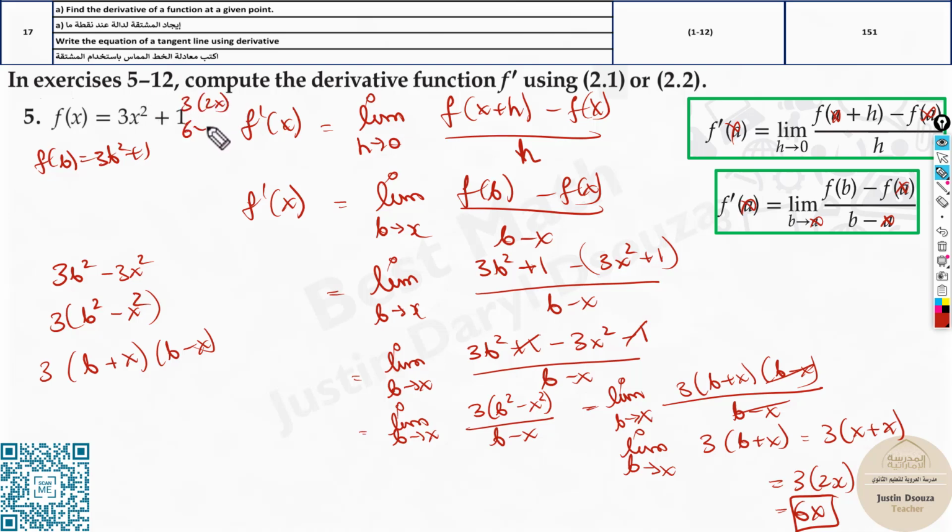1 is 0, so it is 6x. Yes, absolutely. So this is how we basically solve it. I hope this is clear. So that's how we solve this problem.